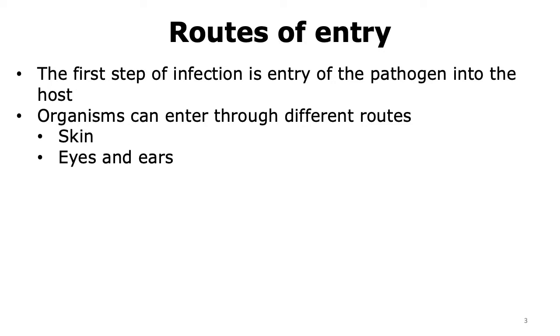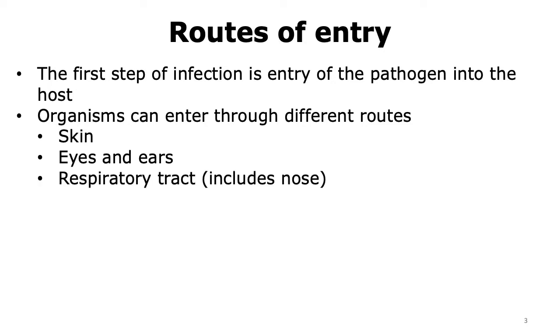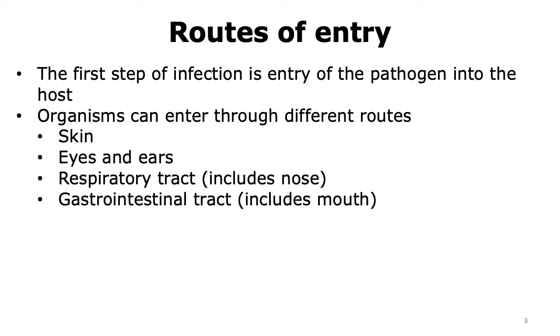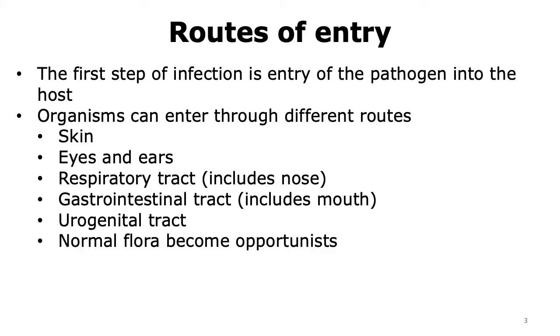Eyes and ears are also a good way for pathogens to enter the host. The nose leads to the respiratory tract, and that is another way pathogens can gain entry. Similarly, they can gain entry through the mouth, which is part of the gastrointestinal tract. We then have the urogenital tract, which also has access to the external environment and thus is a good entry point for pathogens. Finally, we have our normal flora.